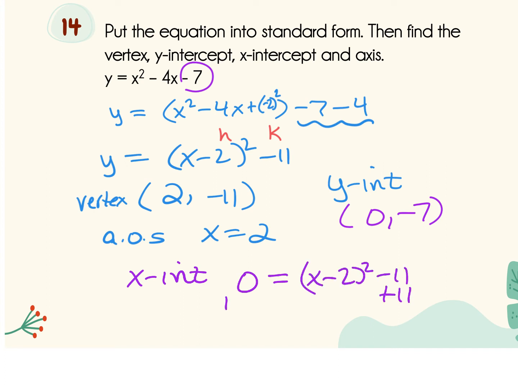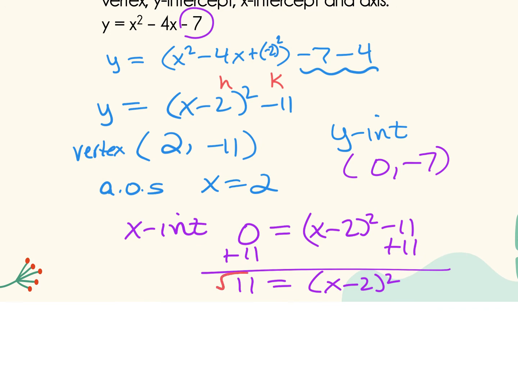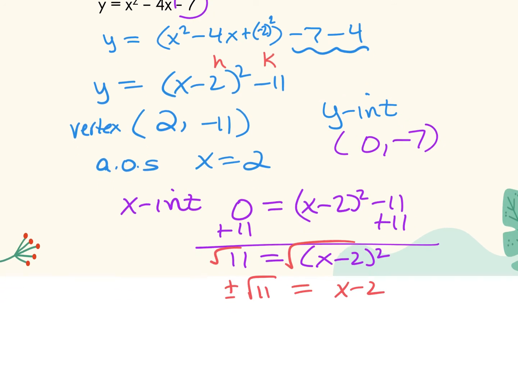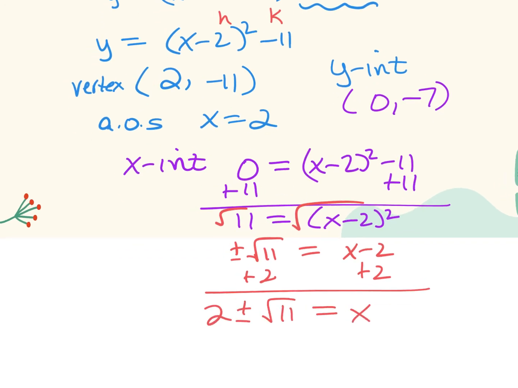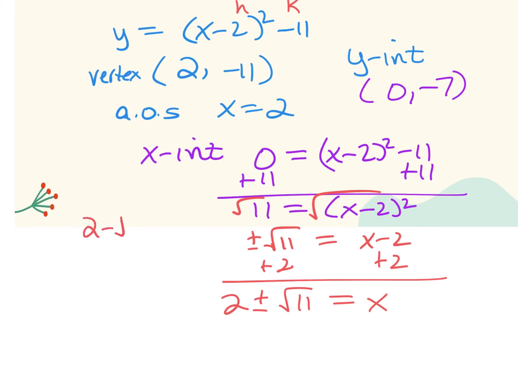add the 11, x minus 2 squared, apply the square root method, plus and minus the square root of 11 equals x minus 2, add 2, 2 plus or minus the square root of 11 equals x. So my x-intercepts are 2 minus the square root of 11, comma 0, and 2 plus the square root of 11, comma 0.